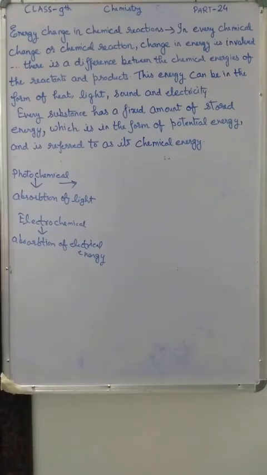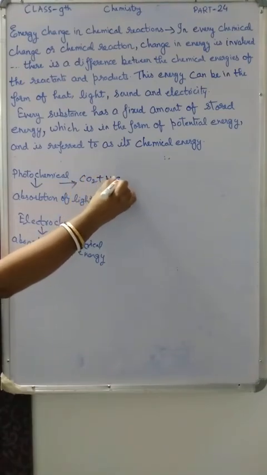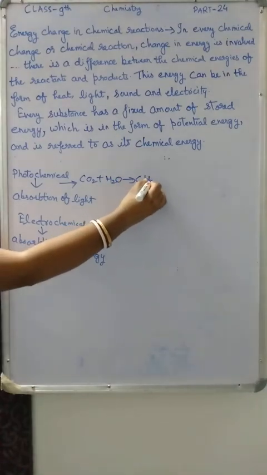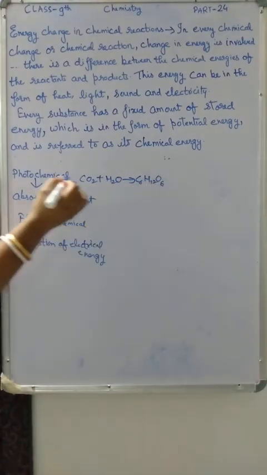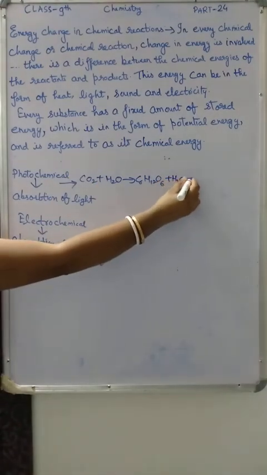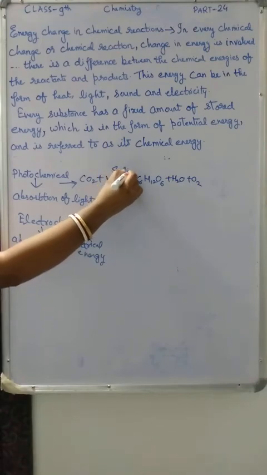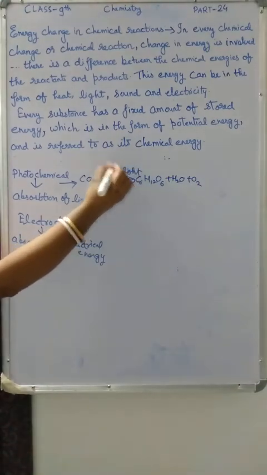of sunlight only, when carbon dioxide is reacting with water. I am not balancing it, you just balance it afterwards. We are getting glucose, water and oxygen in the presence of sunlight. So this is also one example of photochemical reaction.